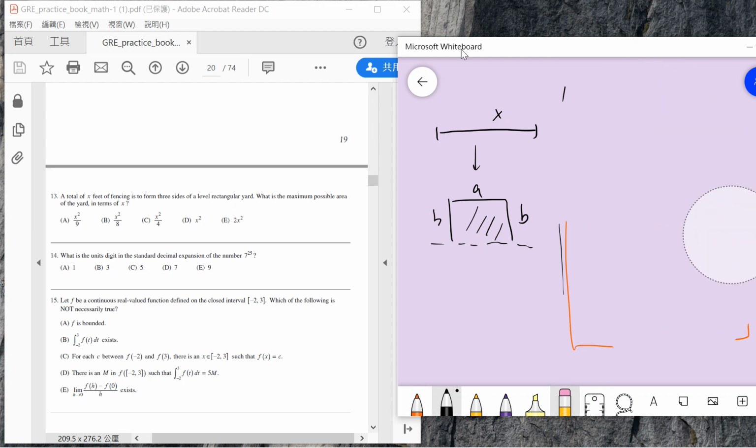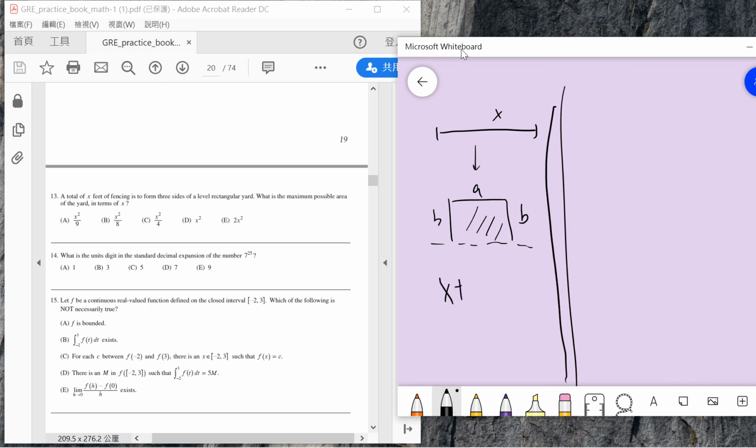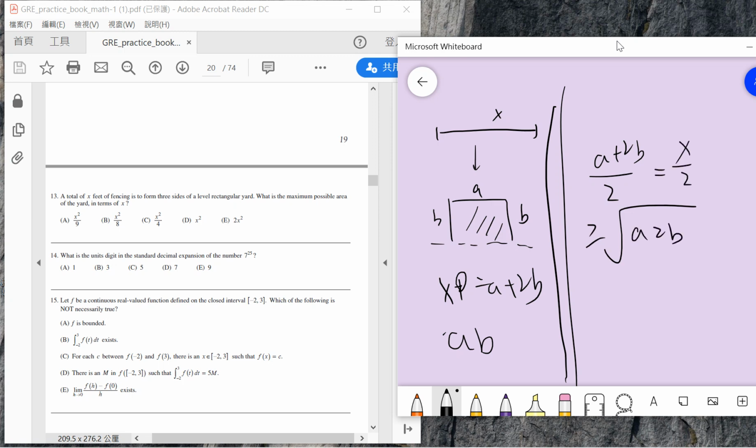Then to solve this, it's easy. Since we know that X equals A plus 2B, and we want to maximize AB, A plus 2B will be larger than the square root of A times 2B, and then this is X over 2. So 2AB will be smaller than X squared over 4, and AB will be smaller than X squared over 8. So the maximum is X squared over 8, which is B.